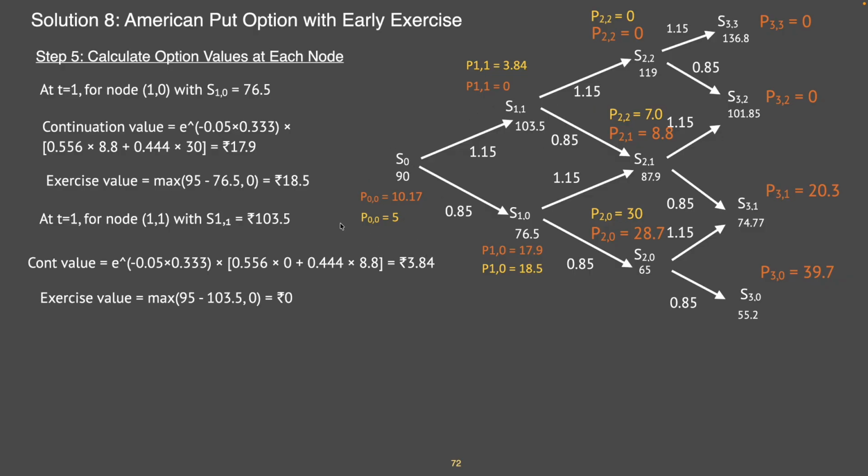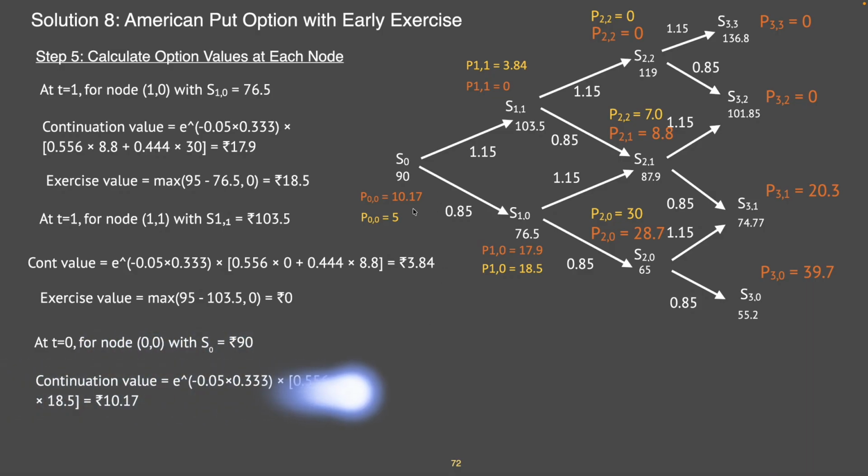But however, if you try to exercise the option here at S11, since the stock price of 103.5 is greater than the strike price K, which is 95, hence the exercise value will be equal to 0. So early exercise will give you 0 rupees, whereas since the option has got some time left, the continuation value of the option is 3.84. Please correct this. This 3.84 should come here in the orange color, and this 0 should come here in the yellow color.